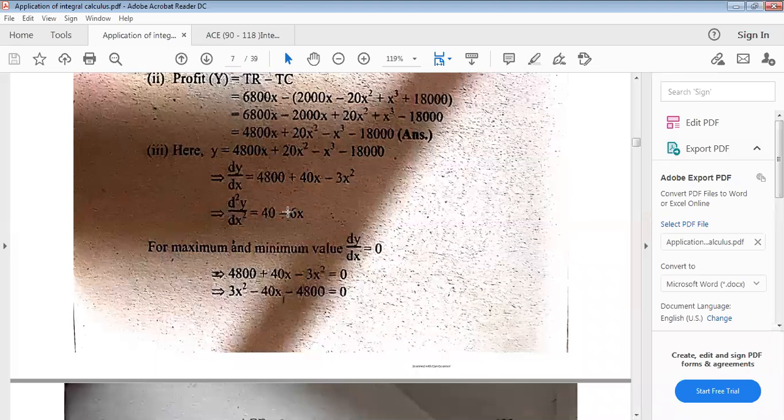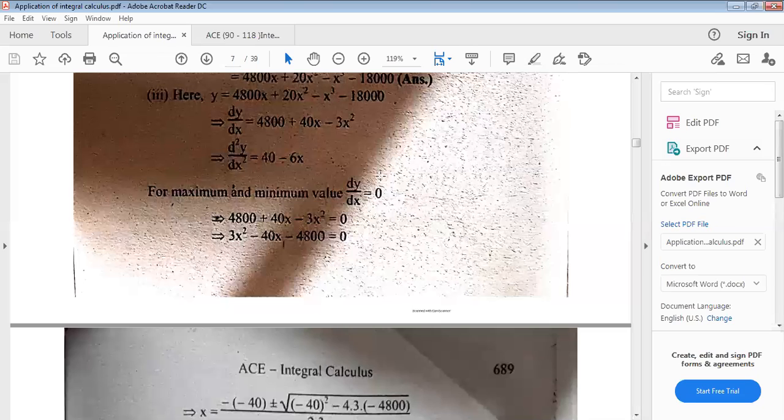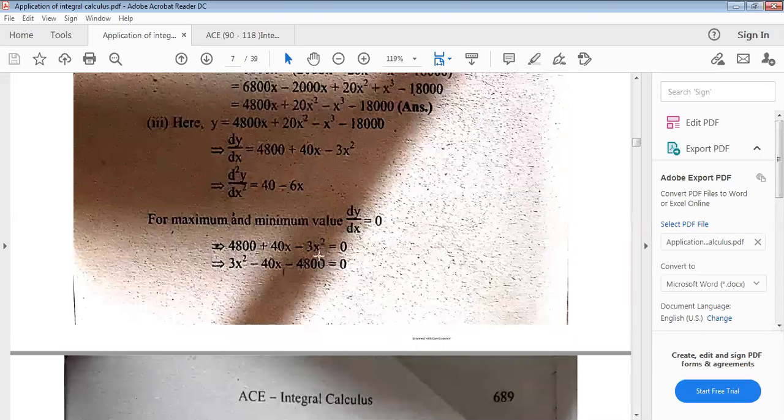Taking another differentiation, the double differentiation will be d square y by dx square. That means this will be 0. 40 into x differentiation 1, so only 40. And x square differentiation is twice x, this is why minus 6x. For maximum and minimum value, dy dx is 0. So for this, we take dy dx equals 0.